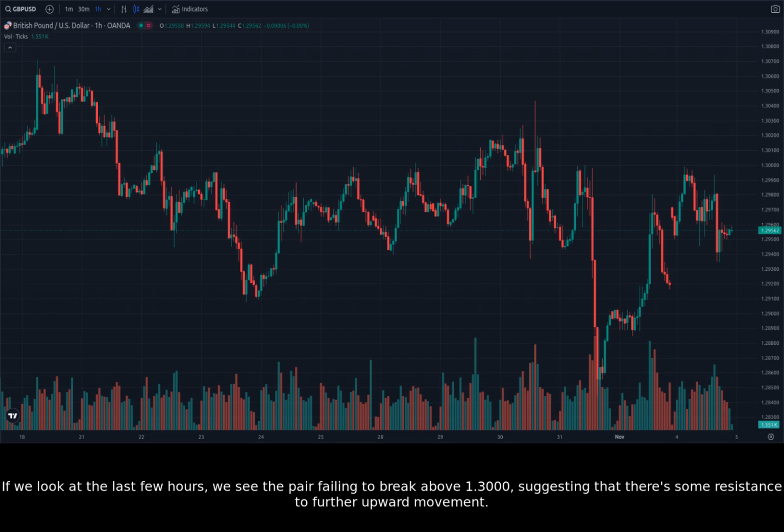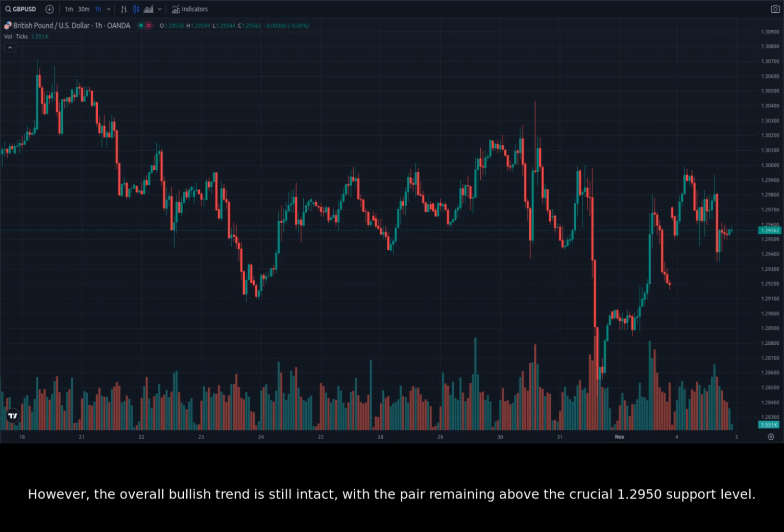If we look at the last few hours, we see the pair failing to break above 1.3000, suggesting that there's some resistance to further upward movement. However, the overall bullish trend is still intact, with the pair remaining above the crucial 1.2950 support level.